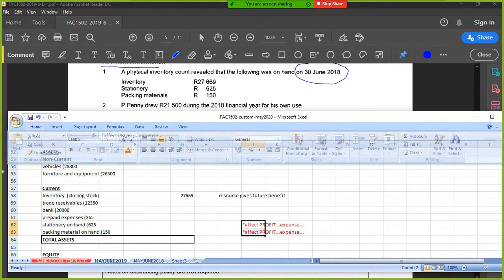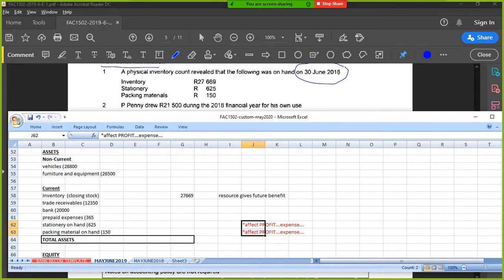So how does it affect profit exactly? How do you record stationery on hand? Debit stationery on hand and credit bank, no. Credit stationery. Okay, why do you process this? This is an adjustment. The asset will increase, the expense will decrease. That's a year-end adjustment.